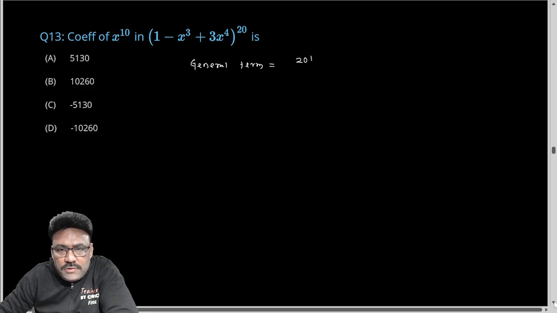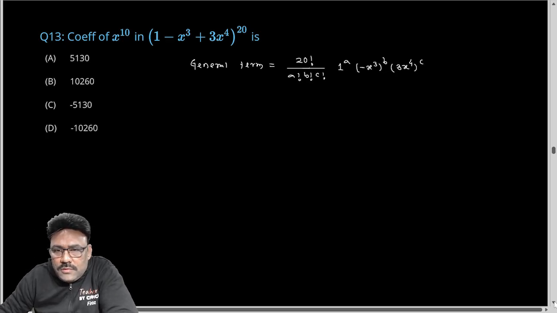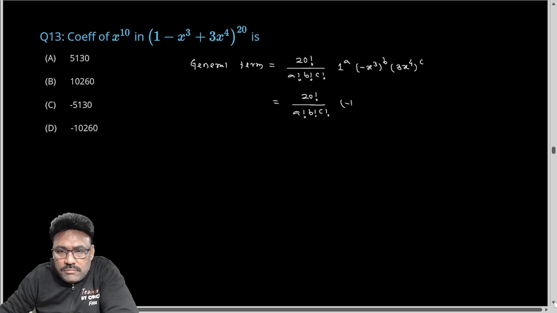General term in this expansion is 20 factorial over a factorial, b factorial, c factorial. Then 1 raised to a, minus x cube raised to b, 3x raised to 4 whole raised to c. Right? And I need the coefficient of x raised to 10. It can also be written as 20 factorial over a factorial, b factorial, c factorial, minus 1 raised to b, 3 raised to c, x raised to 3b plus 4c.